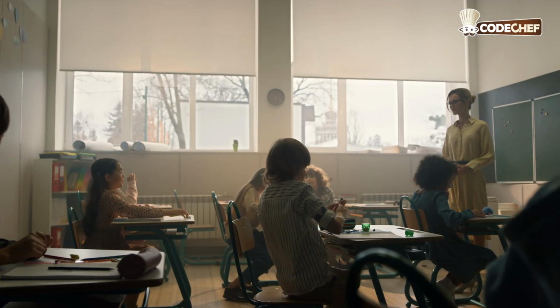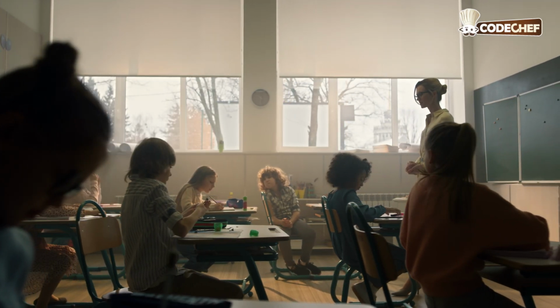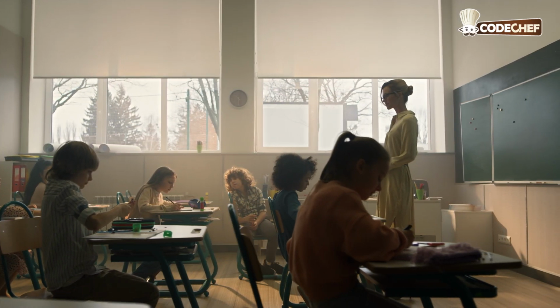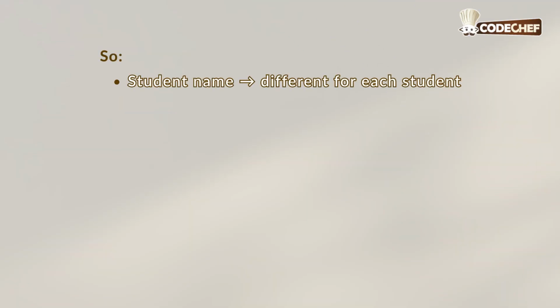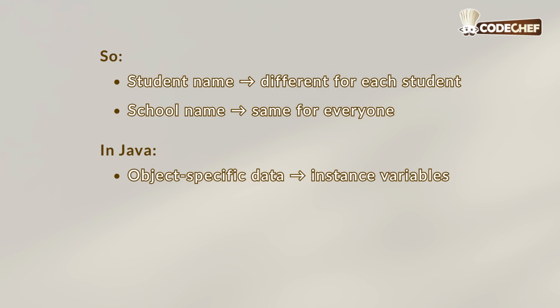Let's imagine a classroom with 30 students. Each student has their own name, their own roll number, but all students share the same school name. So, student name is different for each student, but the school name is the same for everyone. In Java, object-specific data is called instance variables and shared data is called static variables.